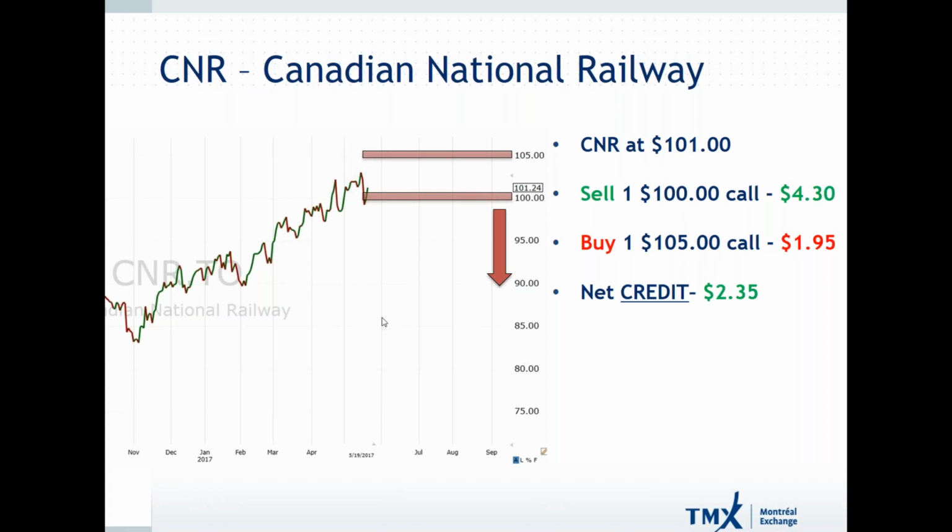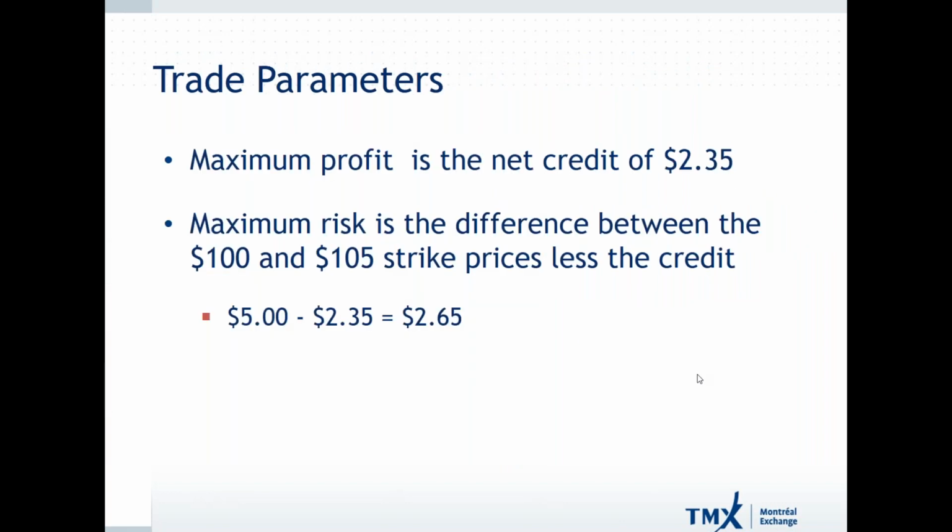We buy the 105 strike call. We pay out $1.95 of that credit. We're left with a net credit of $2.35. And so our risk exposure is the $5 spread differential between the strike prices less the credit that we've received. So it's important to understand that the maximum profit for this trade is the net credit of $2.35.